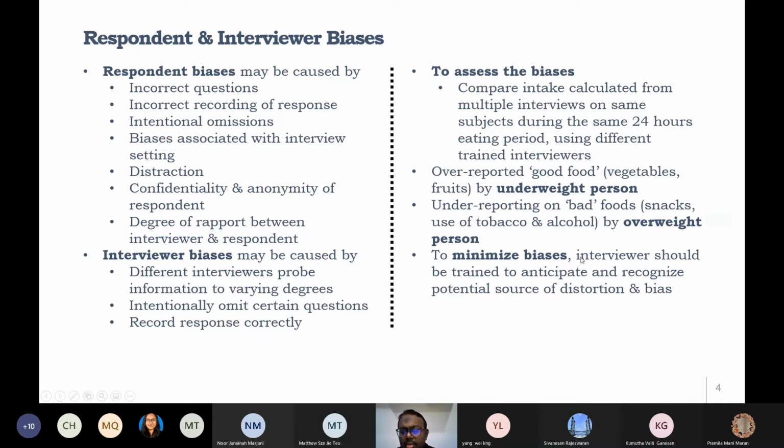So to minimize this bias, interviewers should be trained to anticipate and recognize potential sources of distortion and biases. It means that the dietary assessment should be done by a trained interviewer, not some random people who just get a 5-minute briefing and then cannot do a dietary assessment on their own. So they should be properly trained to minimize all these biases. Okay.